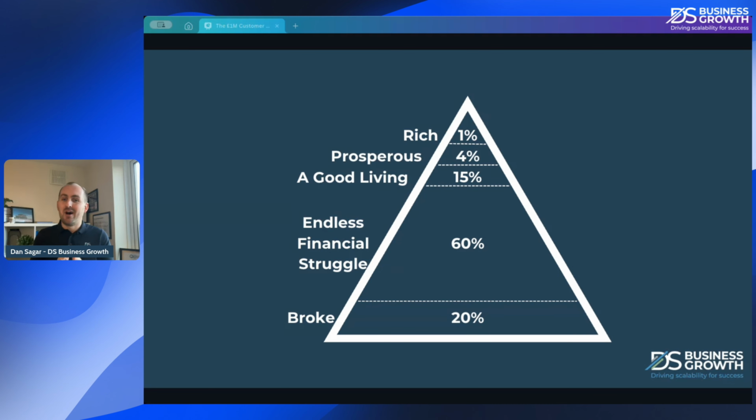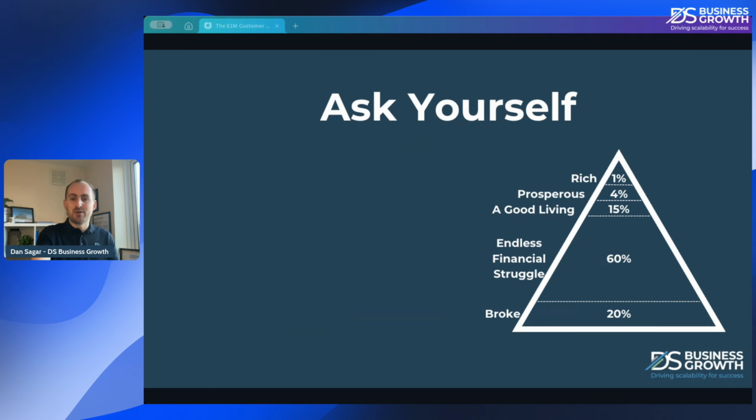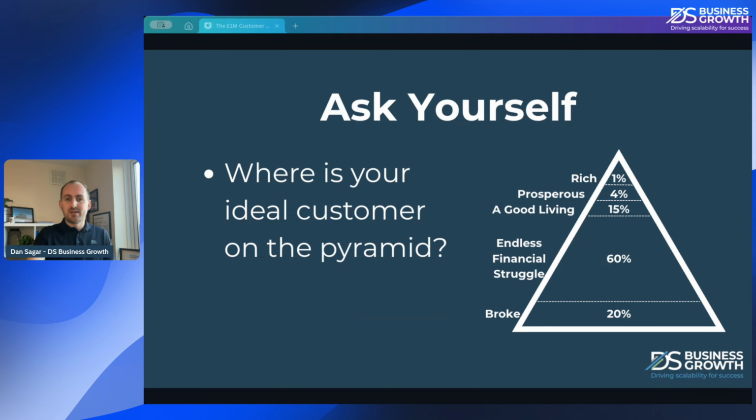We are looking at our ideal clients and our ideal prospects. So ask yourself now, where is your ideal customer on the pyramid? Who are you targeting with your marketing and your messaging? Where are they on this pyramid? We know all about them, their story, where they're based, their situation, all that kind of stuff. But actually, where are they on this pyramid? Are they the rich and the prosperous, doing really well, and that's where you're going to help them and add value? Or are you targeting the businesses that are broke or in endless financial struggle?